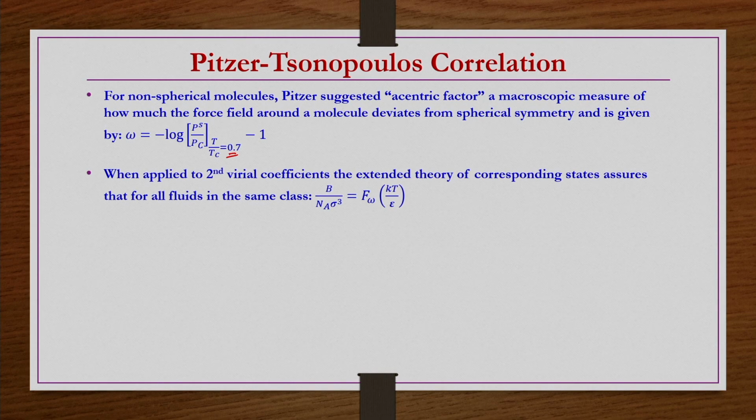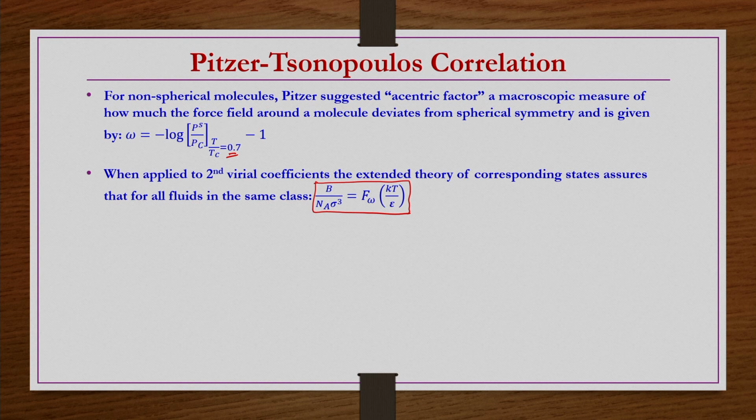Now, when applied to the second virial coefficient, the extended theory of corresponding states assumes that for all fluids in the same class we will have this form: B by N_A sigma cube is equal to some universal function f of omega and kT divided by epsilon.